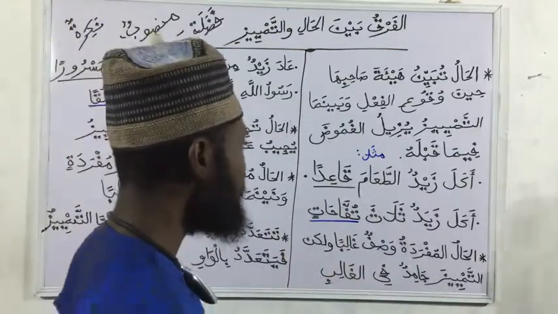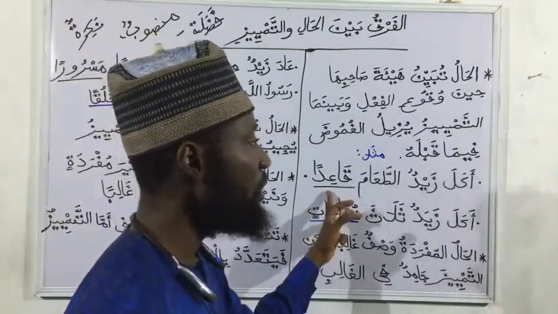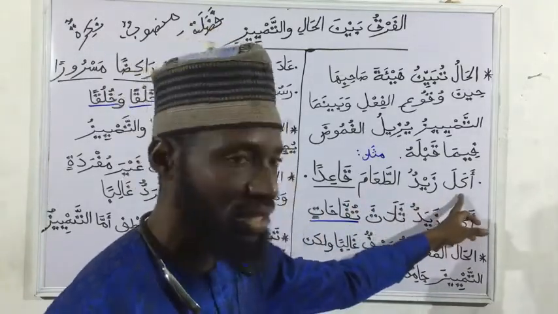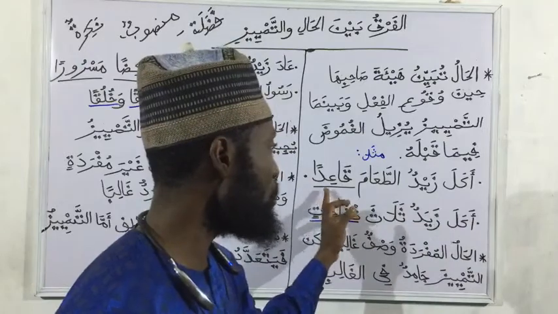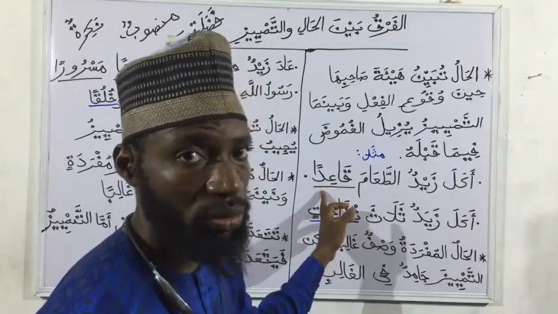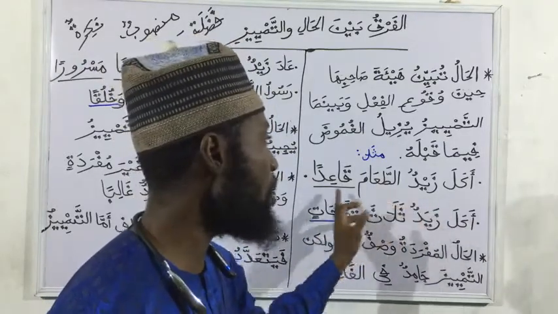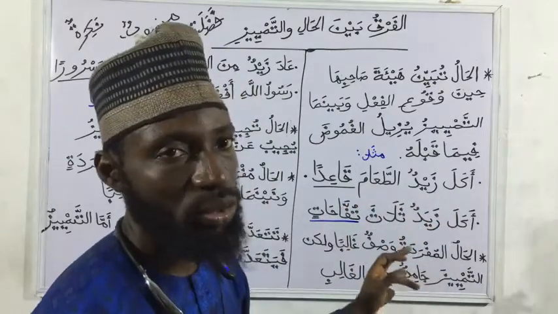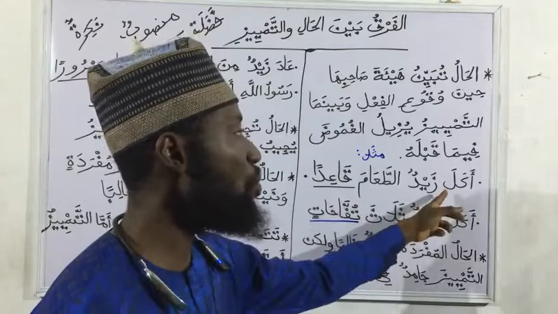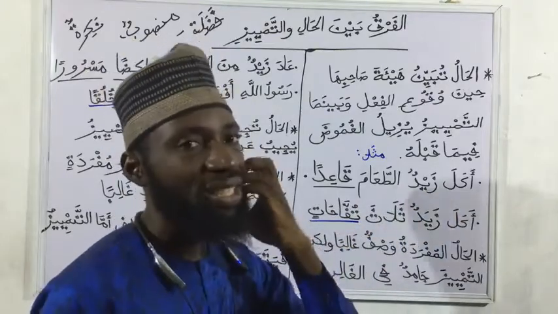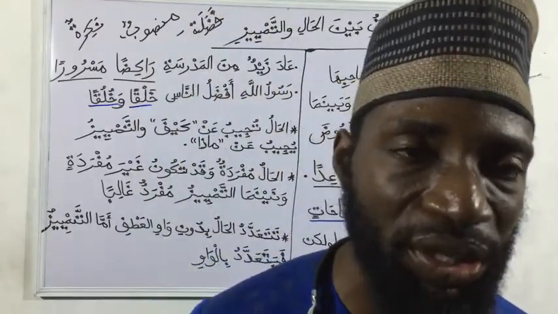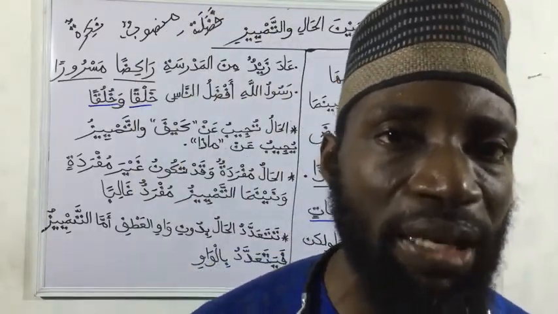So this Haal, which is qa'idan, is referring back to who? To Zaid. So at the time of eating, Zaid was in what? In a sitting position. Akala zaidun ta'ama qa'idan: Zaid ate the food while sitting. So you can see the Haal is explaining what? The state Zaid is in at the time he is eating the food. So it talks about the state or condition the sahibul Haal is in.